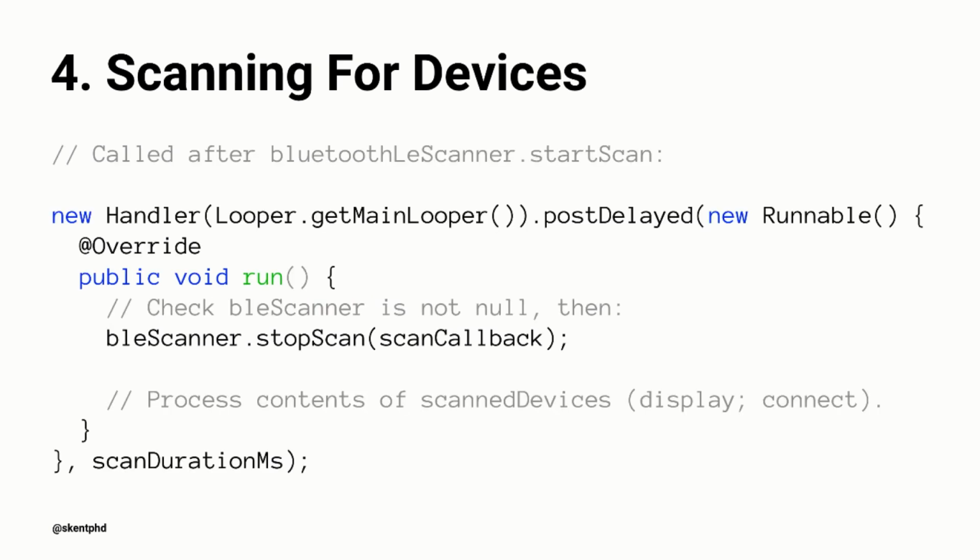So if you're doing this, then you also need to make sure that you actually stop that scan at some point. The way we chose to do this was by posting a runnable, and we had our scan run for 5 seconds, and then we would call stop scan after that 5 seconds had elapsed. At that point, we would take whatever was in that scan device's set and do something with it. So those are your two options for handling that scan.